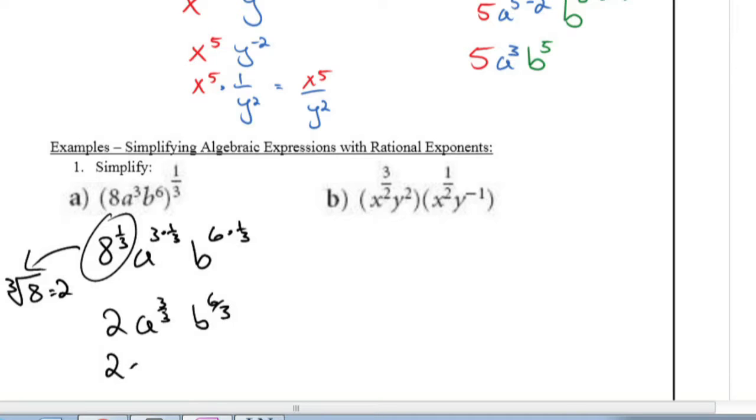All right, a to the 3 divided by 3 is just 1. I don't need to write it in. And then b to the 6 over 3 is going to give me b squared.